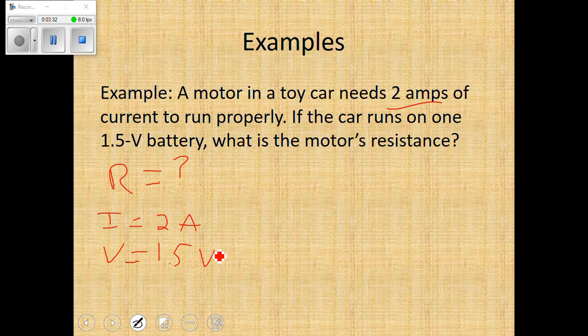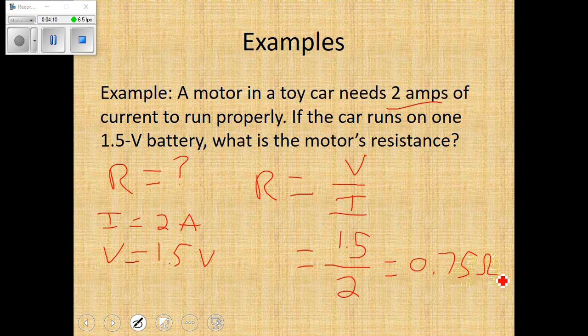Okay, and I'm going to go look at my equations, and I know that resistance is equal to voltage divided by current. So I plug in for my voltage, 1.5. I plug in for my current and get 2. And I go to my trusty calculator and do 1.5 divided by 2. This is going to give me 0.75, and then it's resistance, so it's units of ohms. You might just have to memorize those particular units until you get comfortable with them.